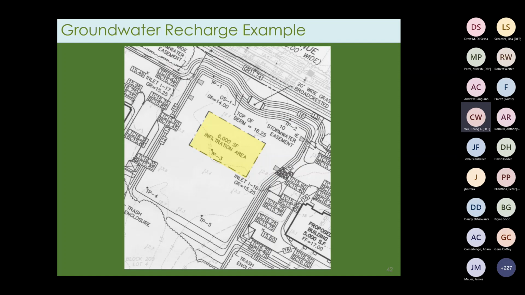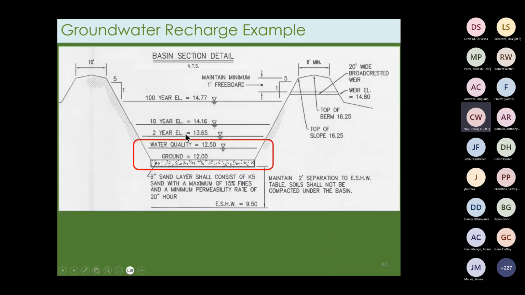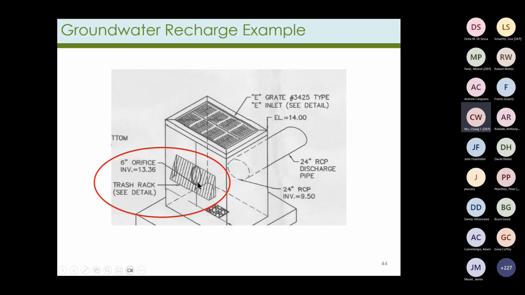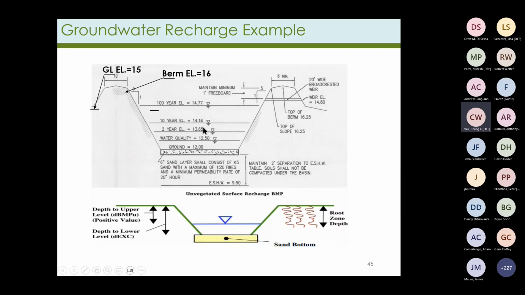So here's one mini example to talk about those inputs and give you a sense of how you put in the input. Here is the profile of the BMP that will provide recharge, and you can see the ground at elevation 12 feet. There is no vegetation, and then you have the water quality stone, and then the 2-year stone, and then the surrounding ground elevation. In this case, you can see the orifice from the site plan, as designed, is at 13.36, which is not the water quality design stone. Actually, you can see that it's the 2-year stone, because this BMP is designed to infiltrate more than the water quality design storm.